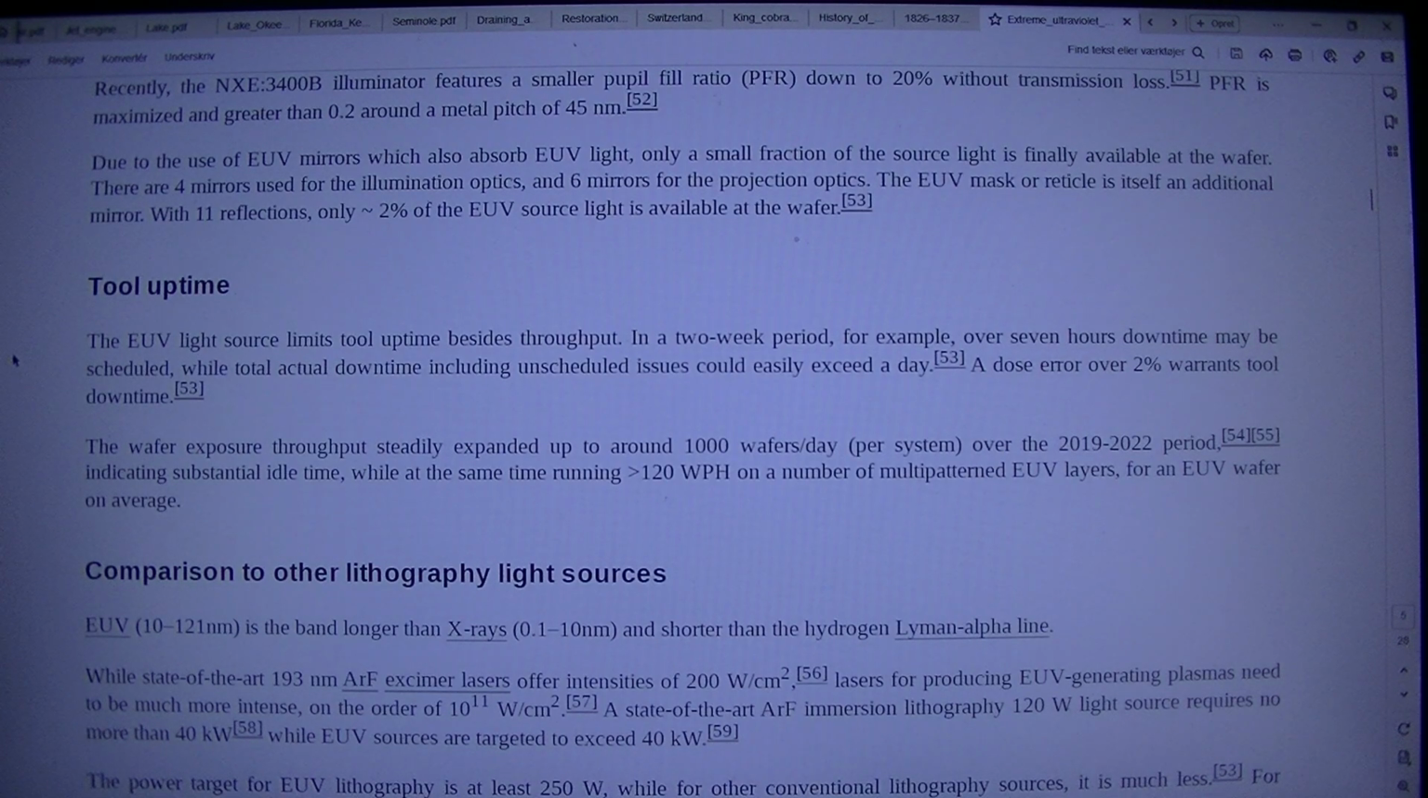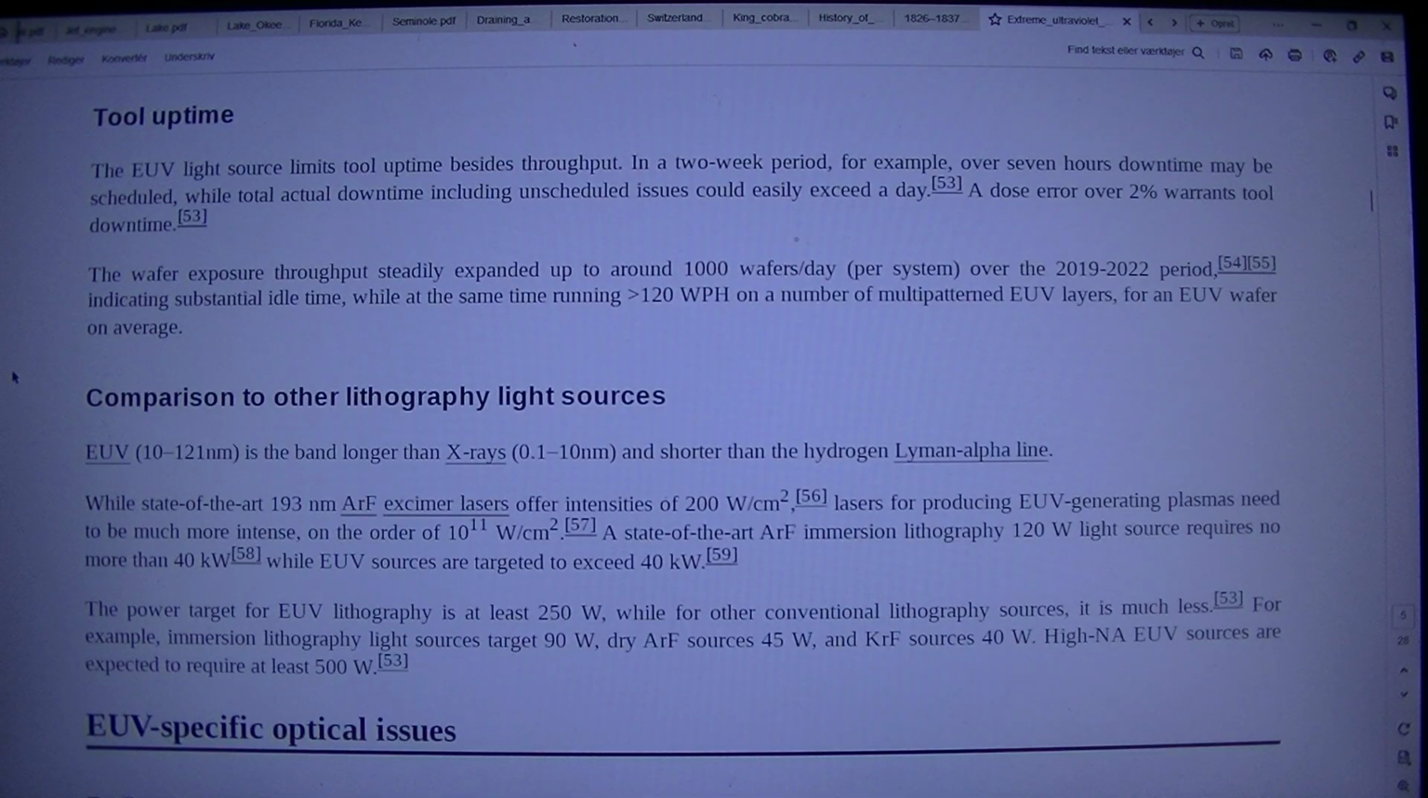Tool uptime. The EUV light source limits tool uptime besides throughput. In a 2-week period, for example, over 7 hours of downtime may be scheduled, while total actual downtime including unscheduled issues could easily exceed a day. A dose error over 2% warrants tool downtime.